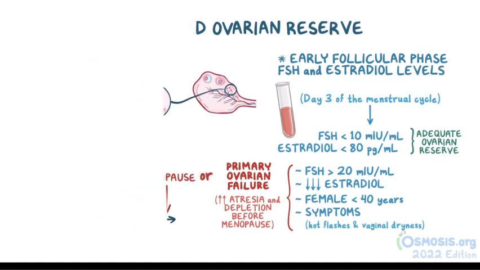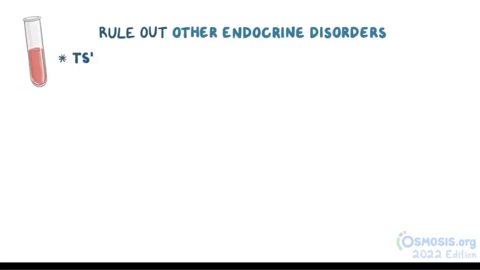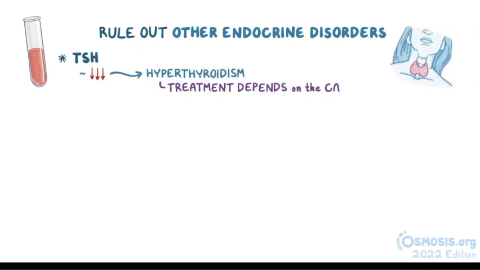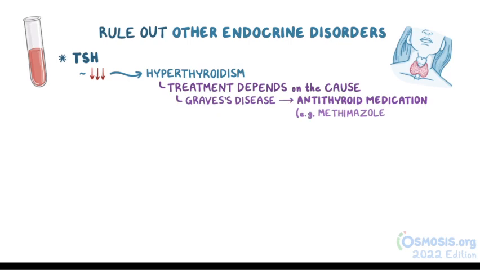If everything checks out as normal, then the next step is to rule out other endocrine disorders that may inhibit ovulation. So serum TSH, prolactin, and testosterone should be drawn. Low TSH indicates hyperthyroidism, and treatment depends on the cause. For example, if Graves' disease causes hyperthyroidism, then antithyroid medication, like methimazole and propylthiouracil or PTU, can be used.